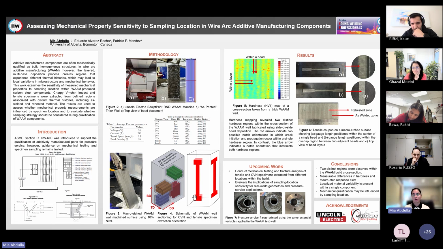I want to thank Lincoln Electric and Apollo Laser Cladding for all the help that they've given me over the past year and a bit. And that's it.